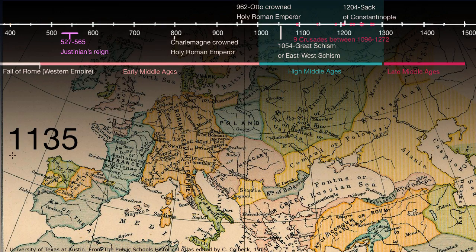So here we are in the year 1135. On our timeline, that would be right about, let's see, this is 1100, that would be 1150. 1135 would put us right around here. And you can already see some interesting things on this map.